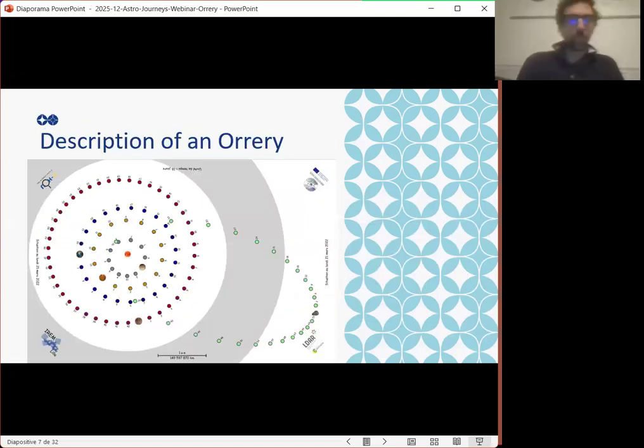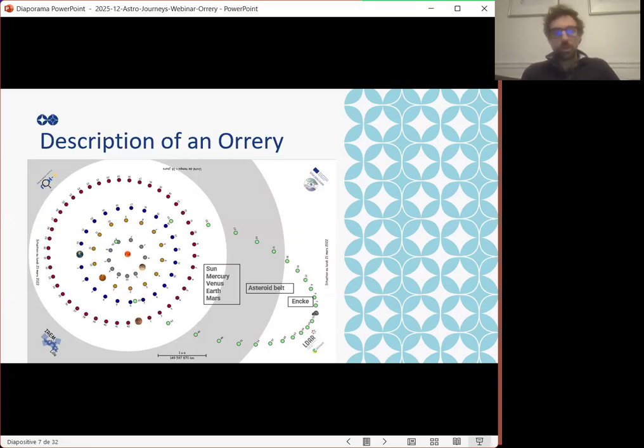So what do we have? We have the sun and the planets. Usually we stop at Mars. When you have a large space, you can go up to Jupiter or even more. We will see that at the end. We have the asteroid belt in most orreries and one comet. So the goal here is to have the main types of objects in the solar system: one star, planets, one comet, and the asteroid belt.